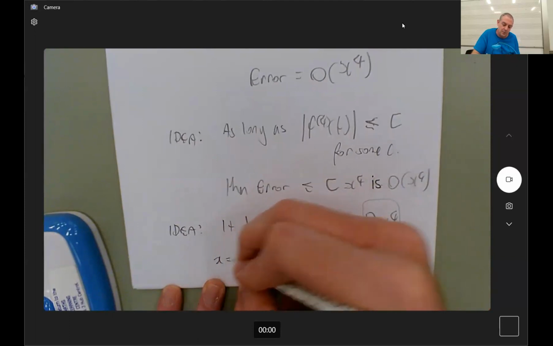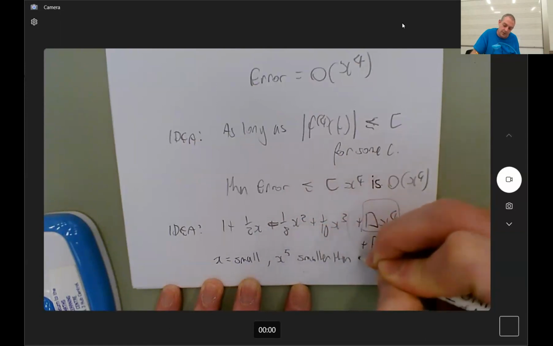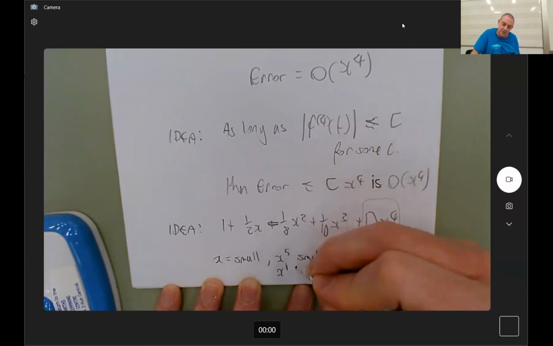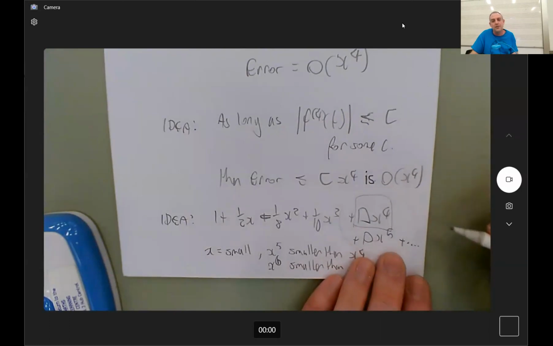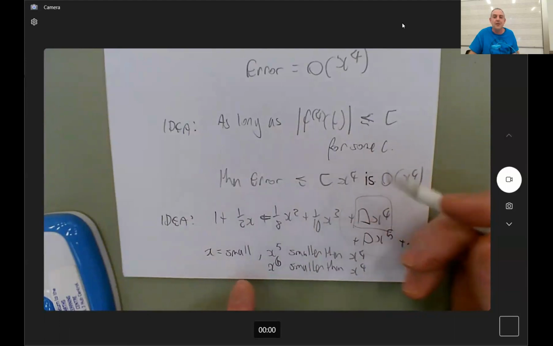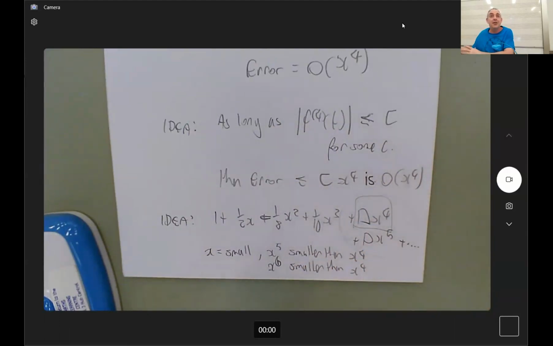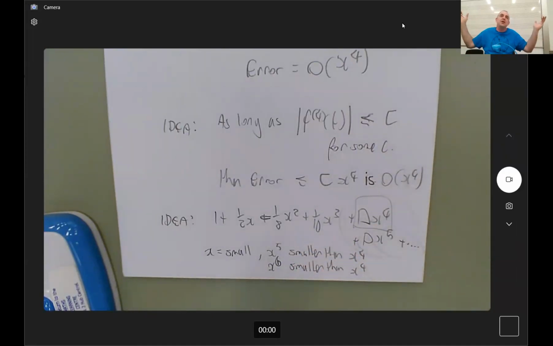Because if x is really small, then x to the 5 is smaller than x to the 4, and so is x to the 6. All of these later ones are smaller than this one, and so they don't count so much. Especially if x was 0.01, then x to the 4 there'd be like 8 zeros, and x to the 5 there'd be 10. The smaller you make x, the even smaller the x to the 5s are compared to the x to the 4s. And so as x shrinks, these things will just be, who cares? They'll be so small it won't make a difference. That's the other idea behind it.